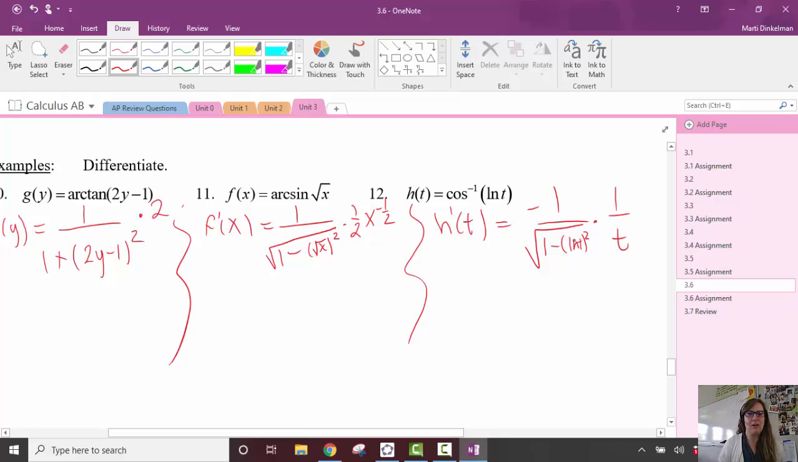Okay, so it's just a matter of trying to commit those to memory and then remembering to do chain rule as we find the derivatives of all of those.